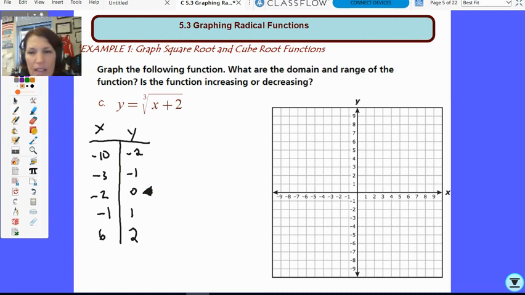So we have negative 10, negative 2. We have negative 3, negative 1. We have negative 2, 0. We have negative 1, 1. And we have 6, 2.